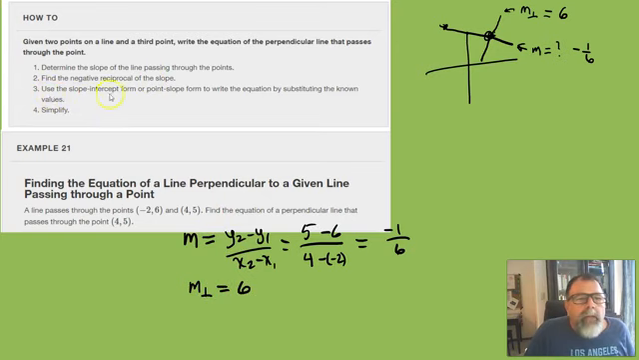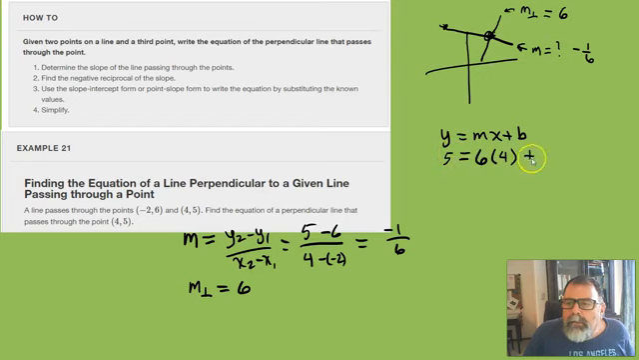Okay, now we're going to use slope-intercept form or point-slope form. Write the equation by substituting known values. So I'm going to start out with y equals mx plus b. I want to put in my perpendicular slope, 6. I'm going to pick one of the 2 points. Let's just do 4, 5. Oh no, we have to do specifically 4, 5 because it's going through that point. This point's on the other line, so I have to make sure I use the right one, the 4, 5, and solve it for b.